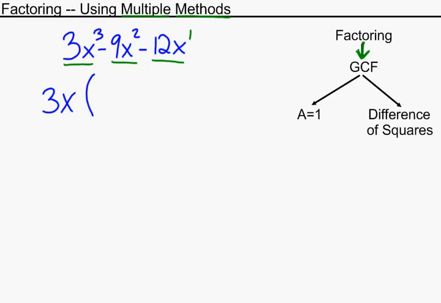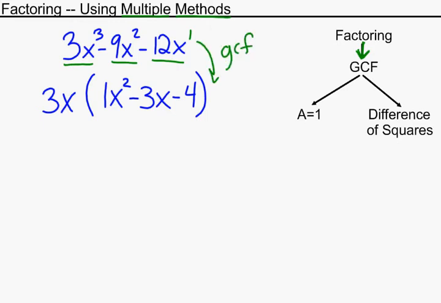So 3 divided by 3 is 1. I'm going to leave that for a very specific purpose. I had 3 x's, take 1 away. That's x squared. Negative 9 divided by 3 is negative 3. Take one of the x's away, I get x. And then negative 12 divided by 3 is negative 4, and I take the x away. So I got from this step down to this step using GCF.